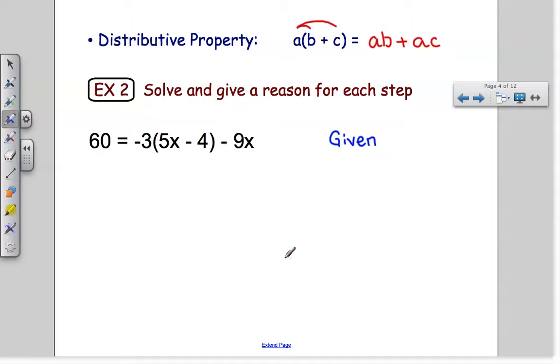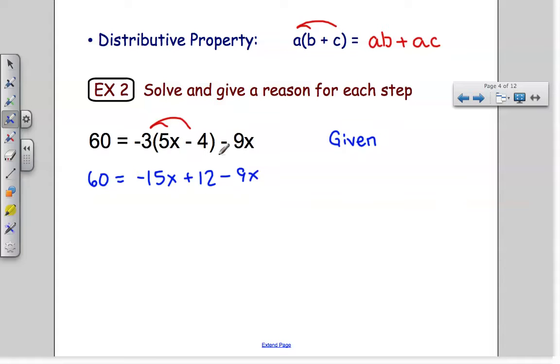And what would you do first in trying to solve this? I would probably distribute first. I'm just going to show this. So my next step would be that 60 equals negative 3 times 5x is negative 15x. Negative 3 times negative 4 is a positive 12. And then minus that 9x.